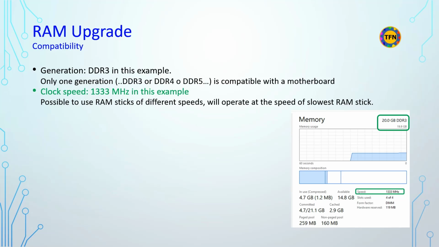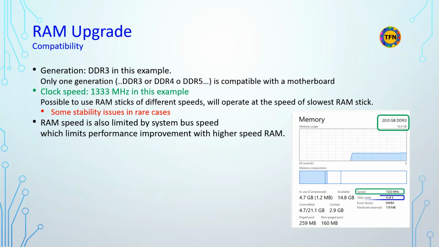Speeds of RAM modules can be mismatched at the cost of higher speed RAM modules running at the speed of the slowest module. Mixing RAM modules with different speeds could create stability issues in some rare cases. RAM modules faster than system bus will run at bus speed and therefore no performance gain with extra speed. All 4 RAM slots are used in this example. Replacement with higher capacity RAM could be an option if the motherboard supports more capacity.